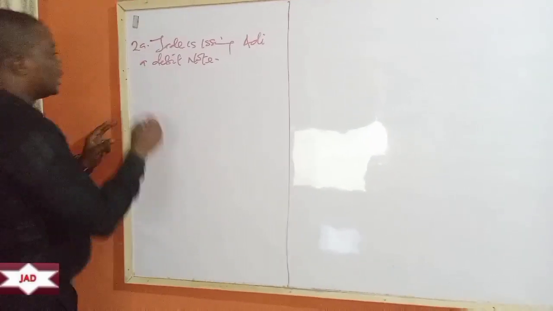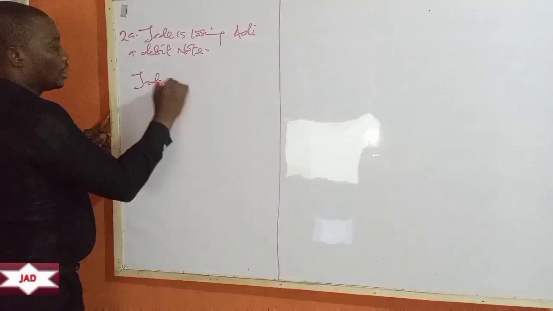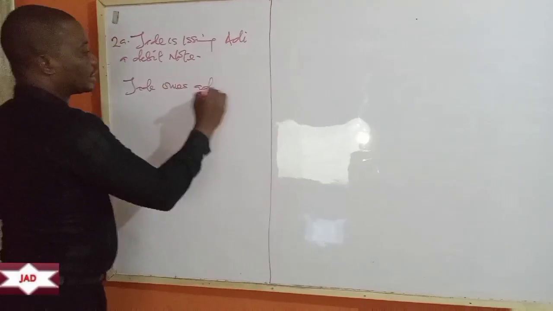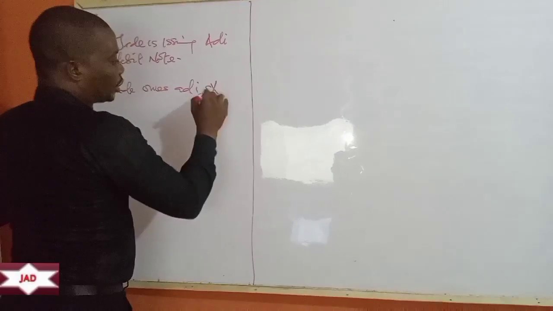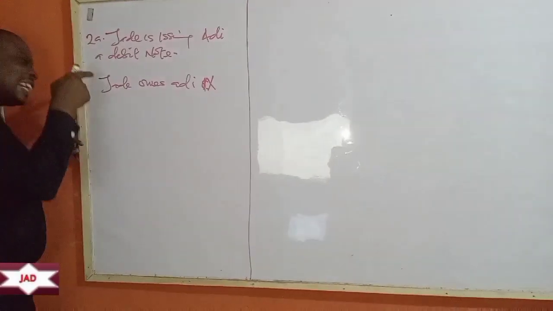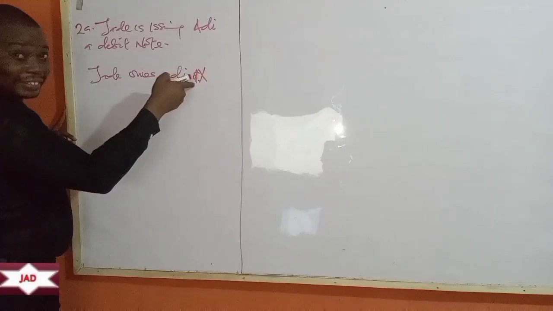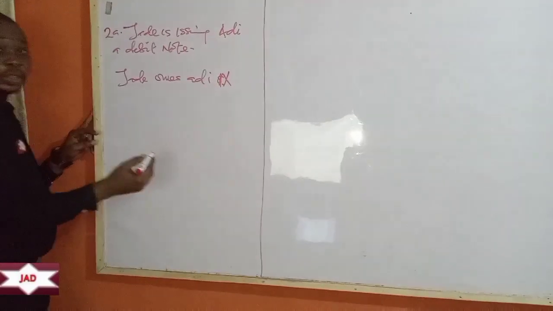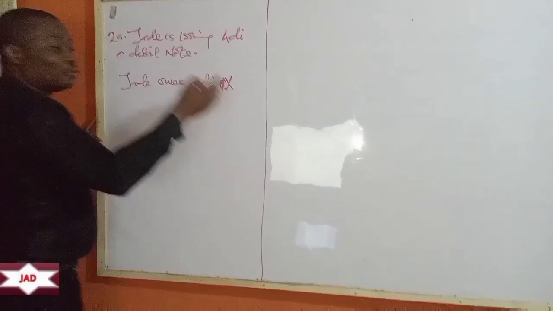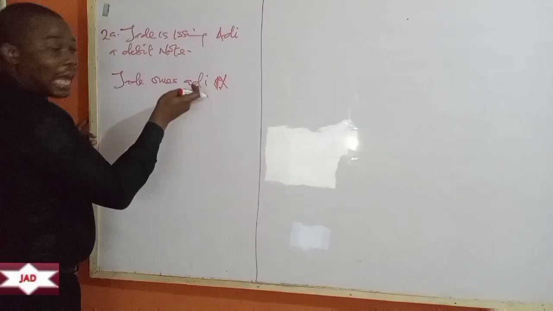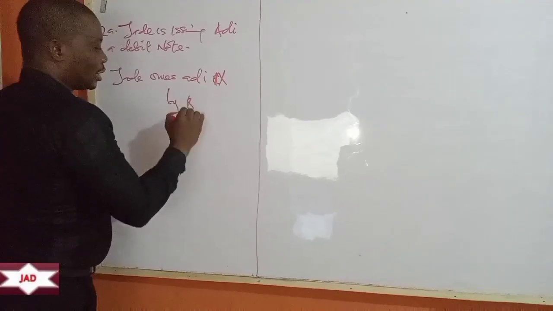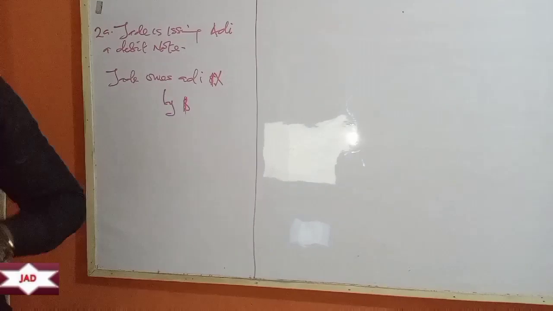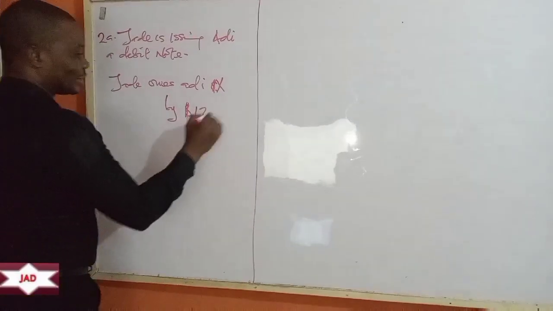Okay, so Jade owes Adi, so let's say an X amount. Now Jade is telling Adi that there's a need to reduce what is being owed to Adi by how much? I think the value there says $120.